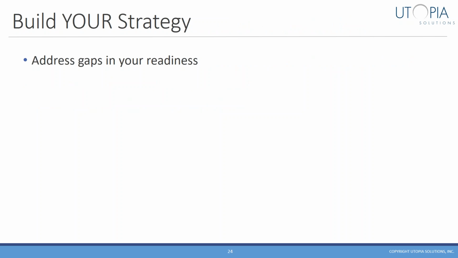So once we've identified our readiness, right, we can start to build the strategy. And I emphasize your strategy, right? The strategy has to be driven by your context, your specific opportunities and challenges, not just some canned list of best practices. So of course, the first step is to address any gaps that were identified in your readiness assessment. And again, test environment and data issues are typically going to be at the top of that list.